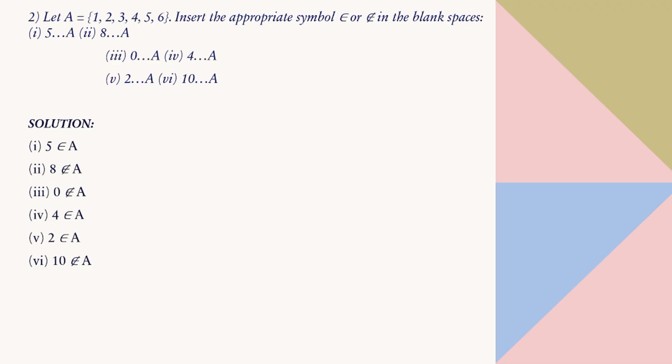So here the elements belonging to the set are 5, 4 and 2. It is easy, very easy. Let's just look at the sets and we will see whether the elements belong or not.